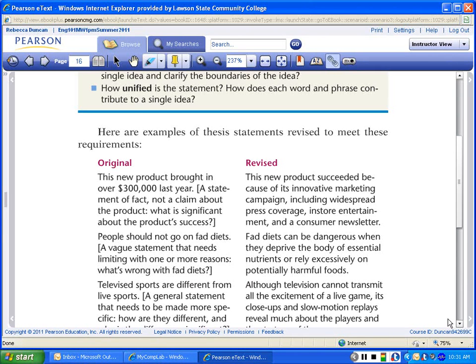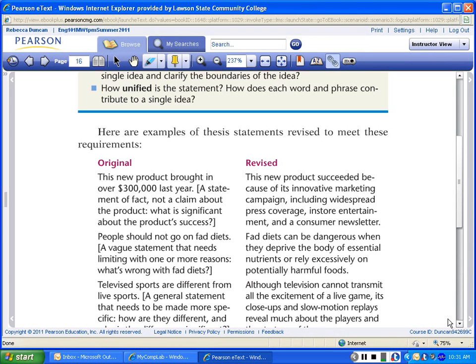This new product succeeded because of its innovative marketing campaign, including widespread press coverage, in-store entertainment, and a consumer newsletter. Now there's some significance. First of all, I find out that bringing in $300,000 last year is really good because of the word succeeded. And now I know why: because of an innovative marketing campaign.